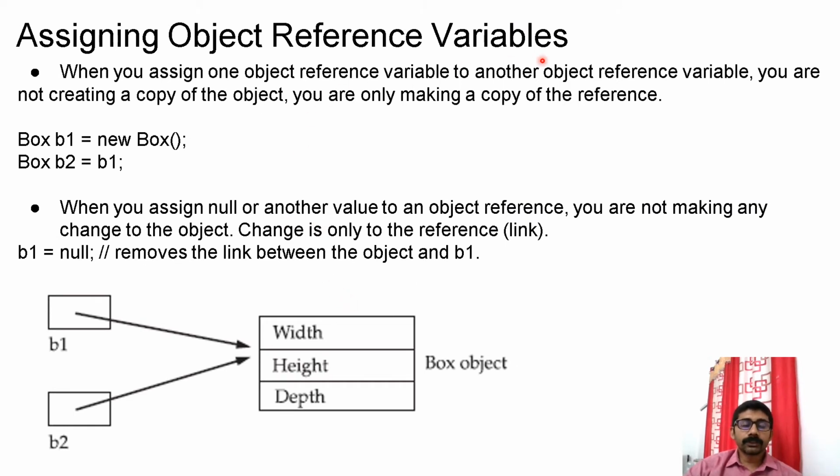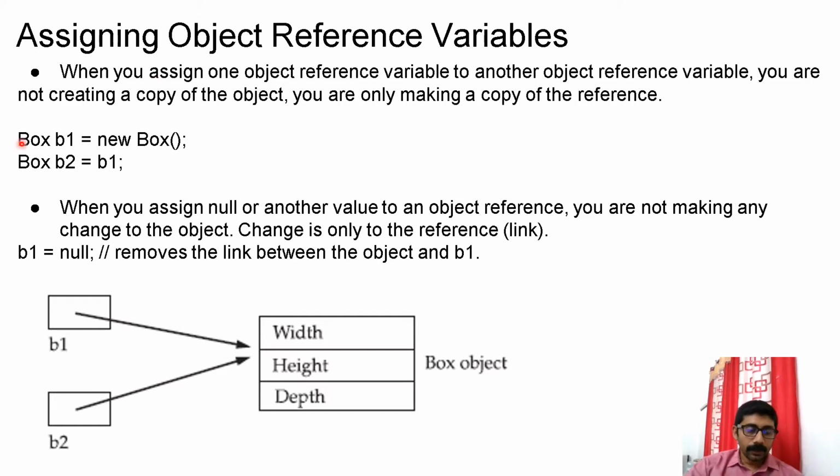Assigning object reference variables. When you assign one object reference variable to another object reference variable, you are not creating a copy of the object. So don't get confused: assignment of a reference variable is not going to create a new object. To create a new object you have to use the new keyword.